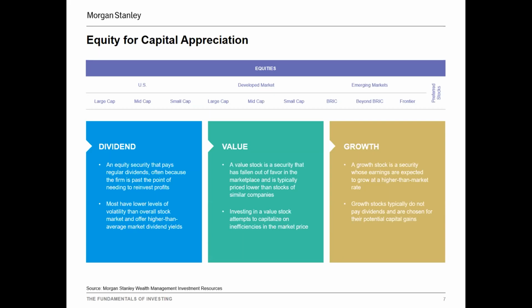Value stocks, as you see in the green in the middle there, are securities that have fallen out of favor in the market and are typically priced lower than the stocks of similar companies. The objective of investing in a value stock is to try to capitalize on the inefficiencies in the market price. Growth stocks, as you see on the right in gold, are securities whose earnings are expected to grow at a higher than market rate. Often these companies will devote most of their current revenue towards further expansion, and as a result, growth stocks typically do not pay dividends, and they are selected for their potential capital gains.